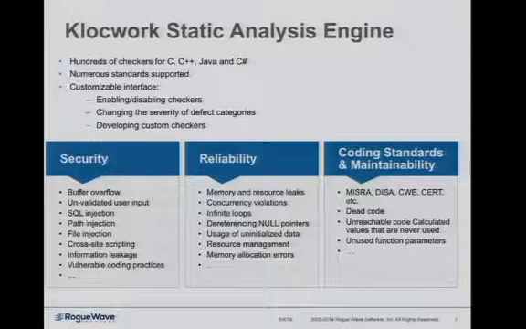But anyways, going away from marketing into the actual analysis engine, so what do we do? What is Clockwork? How do we differentiate ourselves? How do we try to stand out, and what are the things that we try to cover? So we currently have hundreds of checkers for these 4 different languages that you see on the board. So C, C++, Java, and C# is what we're currently covering as of this moment.